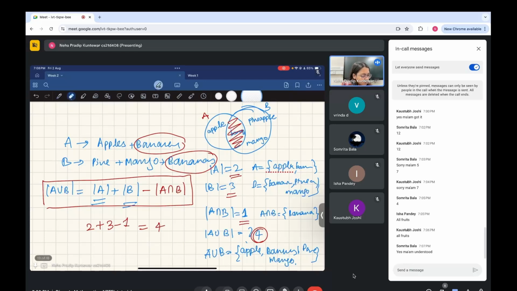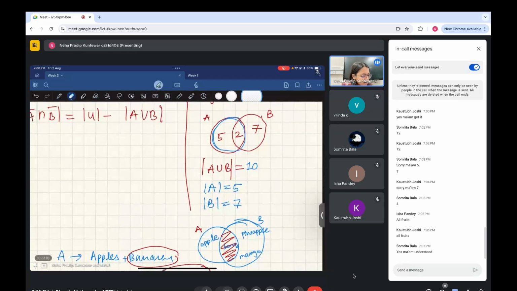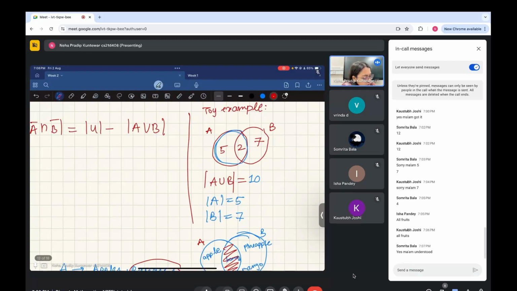So going back to the example that we had here, if you plug this into the formula, you have 5 plus 7, which is size of A plus size of B minus size of intersection. So this would be 5 plus 7 minus 2, and that would turn out to be 10. So the minus 2 is to justify for the fact that you're counting A intersection B twice, and hence you have to subtract it once. So that's why you would end up getting your answer as 10.